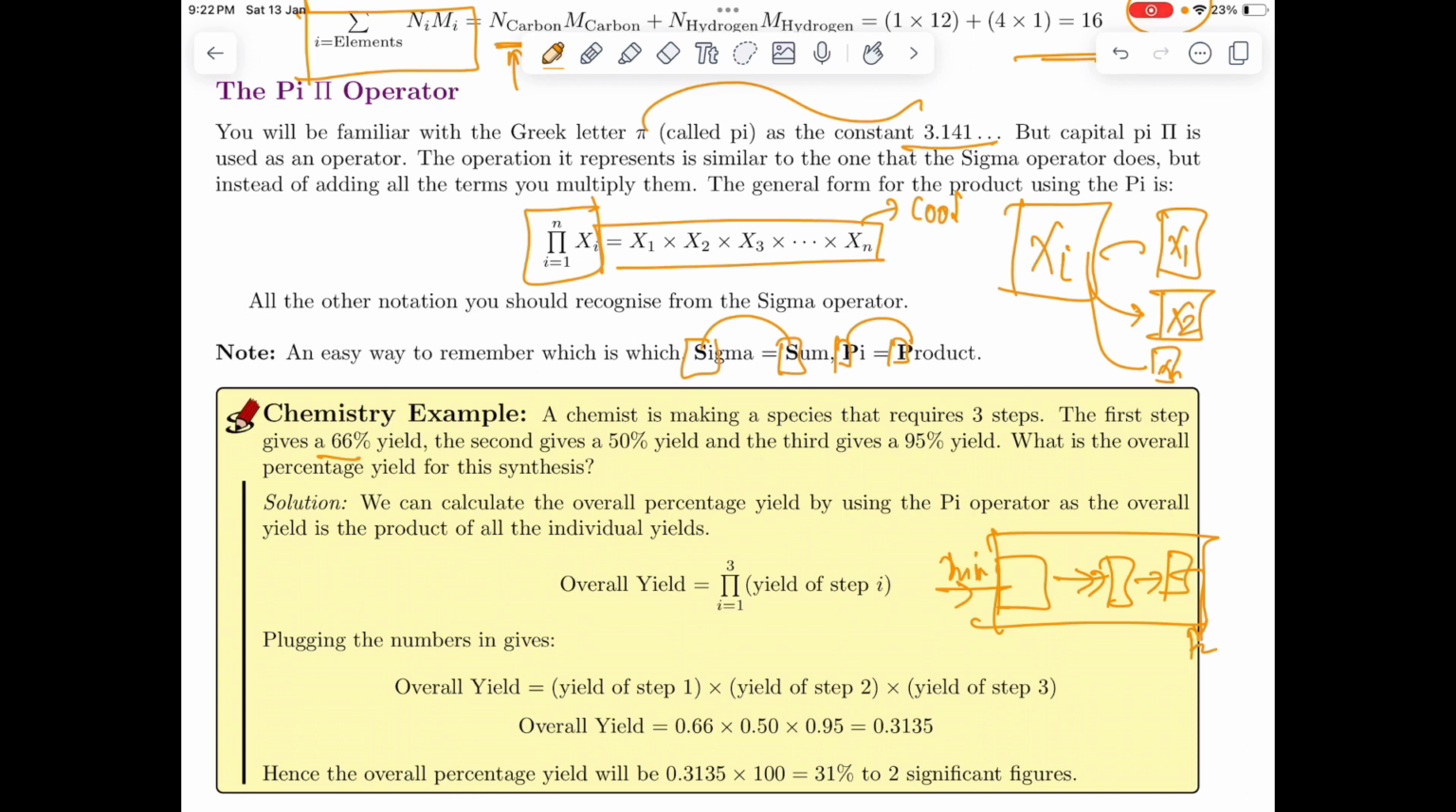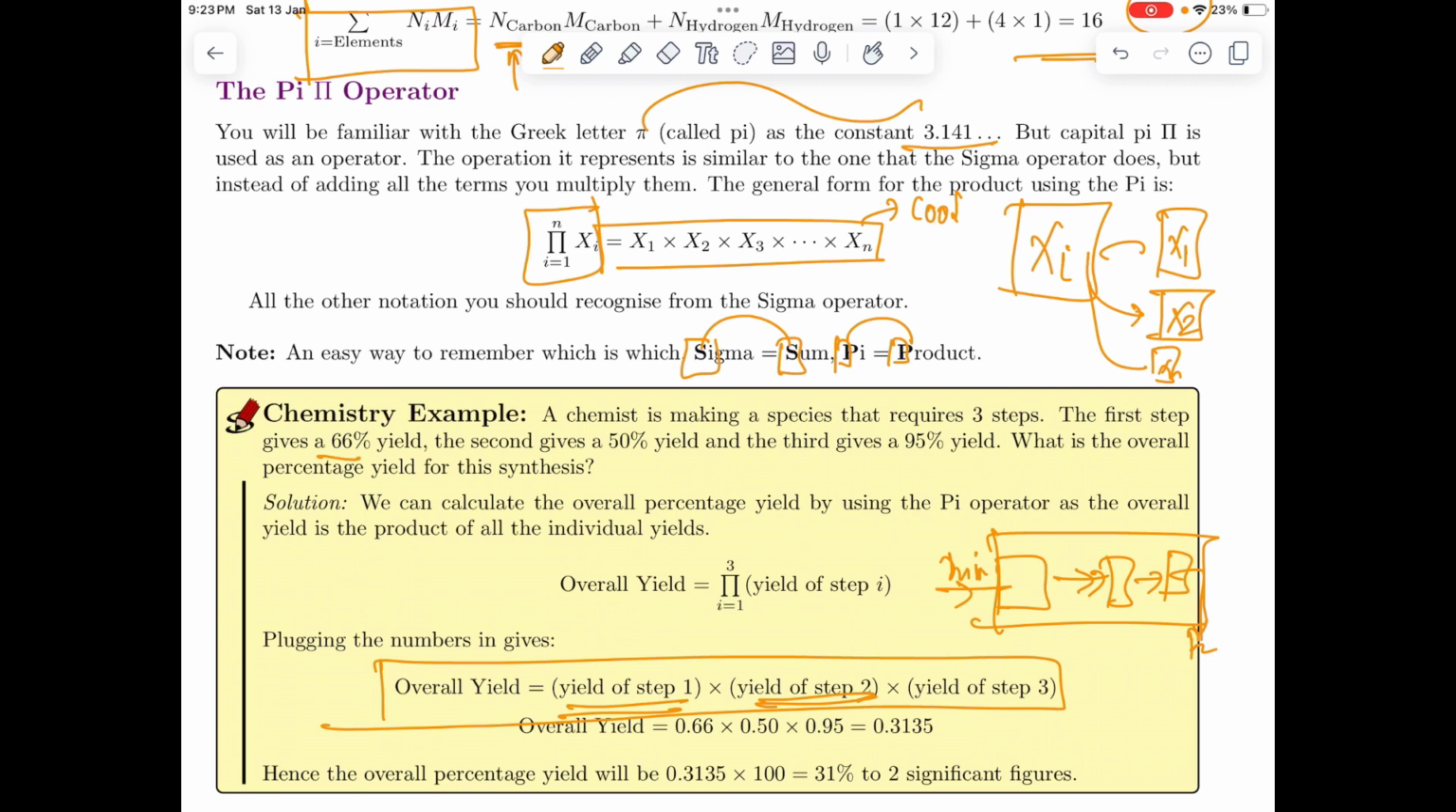The first step gives 66% yield. So maybe 100 units you have devoted. So 66% is the effective yield that you are getting. The second step gives 50% of the first output, right? And the third gives 95%. What is the overall percentage that you can harness for this synthesis? So clearly you can see you don't need to know much maths. Basically you can calculate the overall percentage just by the pi operator, right?